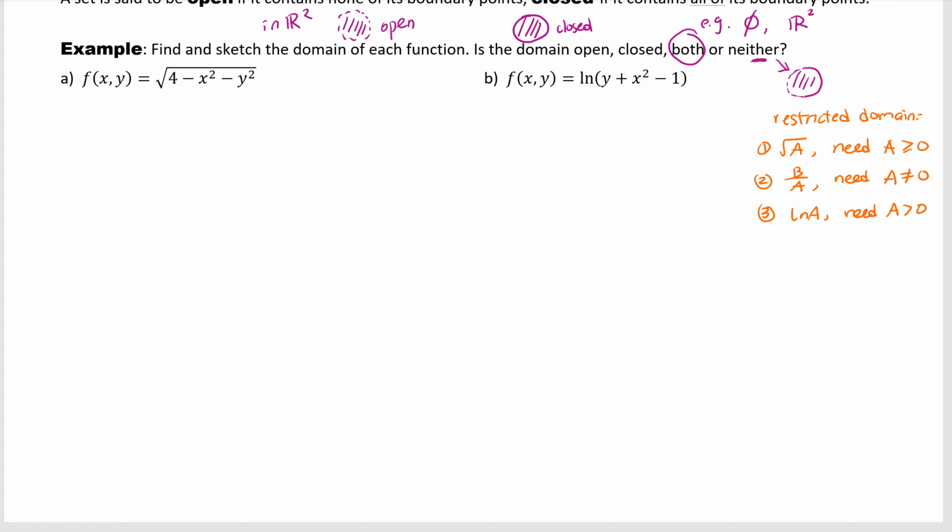And other functions, for example, tangent, cotangent, secant, cosecant, we also have restricted domain. Okay, so keep those in mind. I can put it here. Tangent, cotangent, secant, cosecant. Okay. So the vertical asymptotes are the points that are not in the domain. Okay, let's continue.